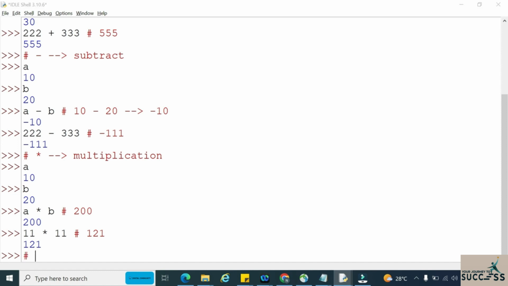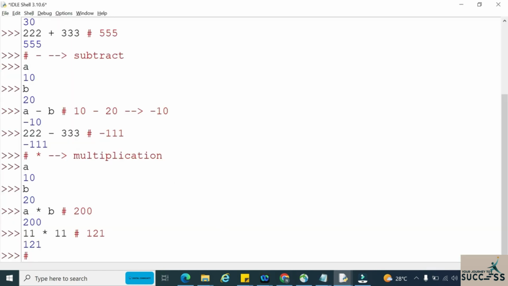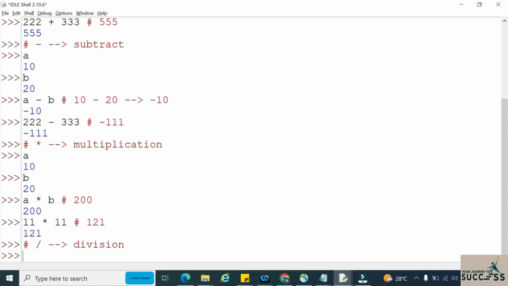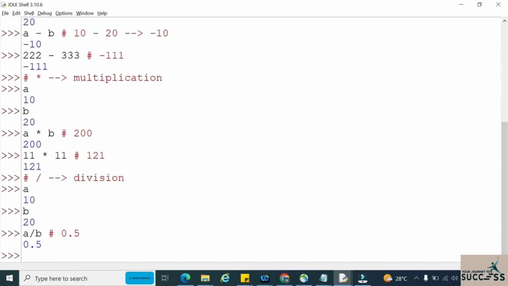Let us move to the next operator, that is nothing but the division operator. For division we use this symbol called slash. By using this slash symbol we can perform division in Python. The operation name is division. Now a value is 10 and b value is 20. If I divide a and b, what will be my output here? It is 0.5. Now think that my left operand value is 10 and right operand value is 2.